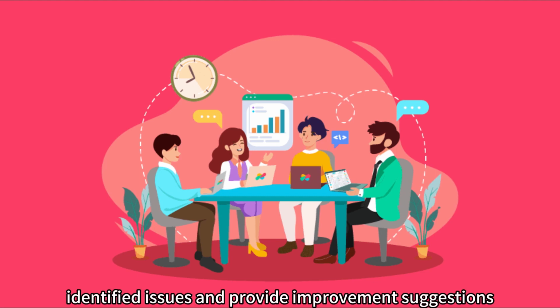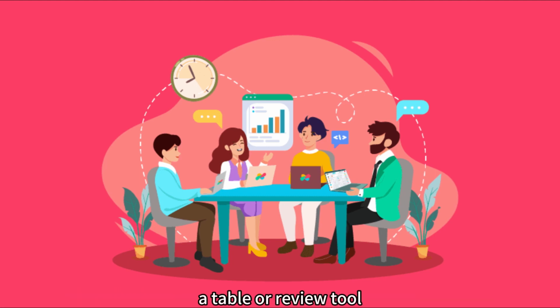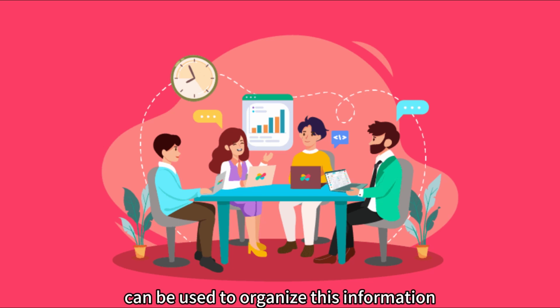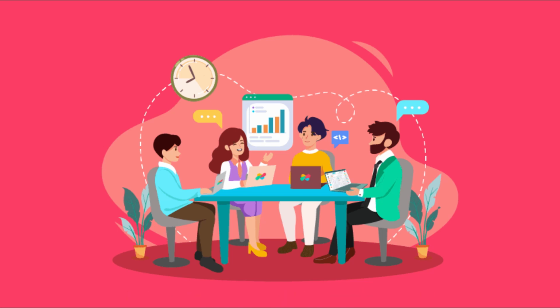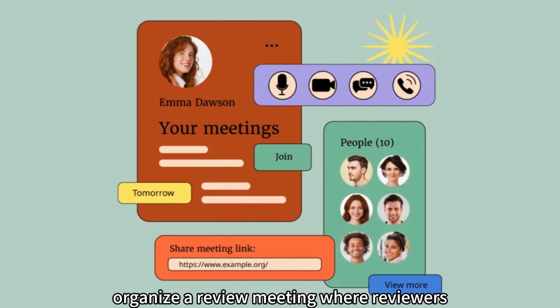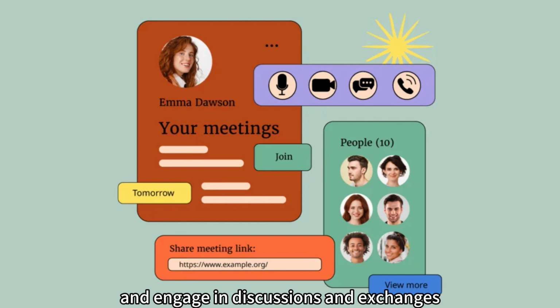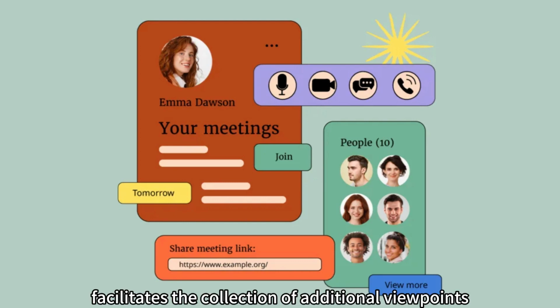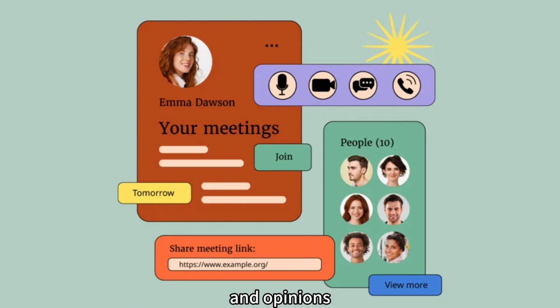Document issues and improvement suggestions. Reviewers should record the identified issues and provide improvement suggestions. A table or review tool can be used to organize this information. Hold a review meeting. Organize a review meeting where reviewers can present their findings and engage in discussions and exchanges. This facilitates the collection of additional viewpoints and opinions.